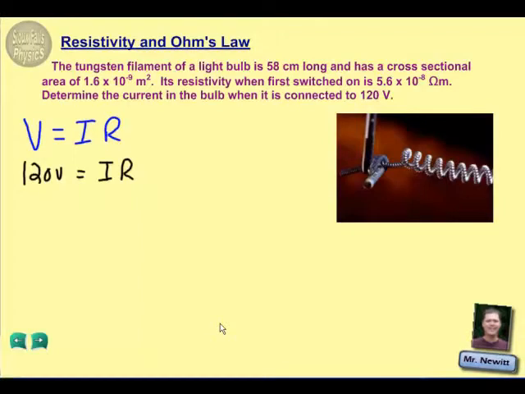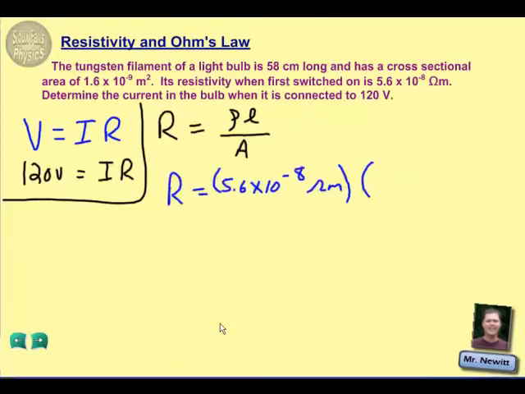Now we are given enough information to find the resistance by using our resistance equation. That equation is given by the resistance is equal to rho, which is kind of a script letter P, which stands for the resistivity of the wire, times the length of the wire, L, divided by the cross-sectional area of the wire. So plugging our values in, we will first plug in that resistivity value, which is 5.6 times 10 to the negative 8, and that's ohms per meter. That's our value for rho.